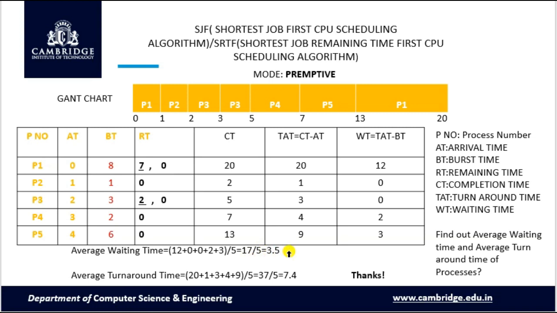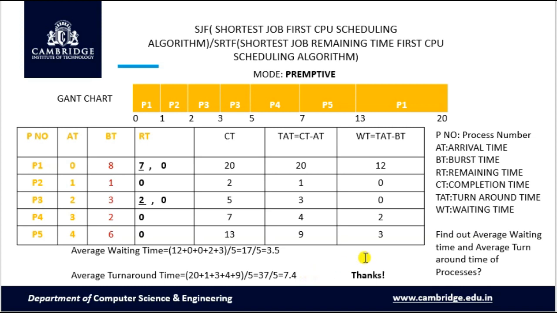Average turnaround time is found by adding all the turnaround times of each process. 20 is the turnaround time of P1. Like that, P2 is 1, P3 is 3, P4 is 4, and P5 is 9. That means 20 plus 1 plus 3 plus 4 plus 9 divided by the number of processes, 5. It comes to 37. 37 divided by 5 equals 7.4 seconds or units.